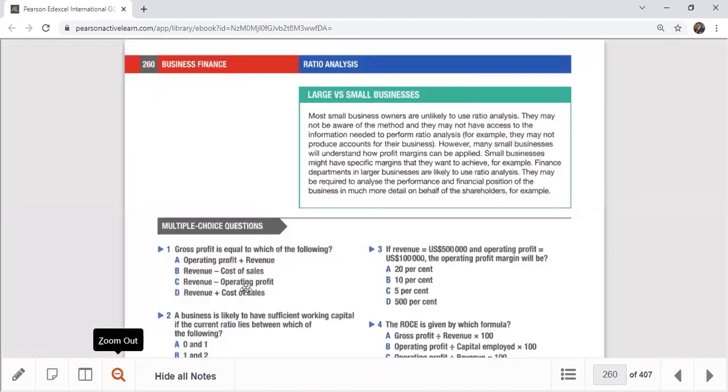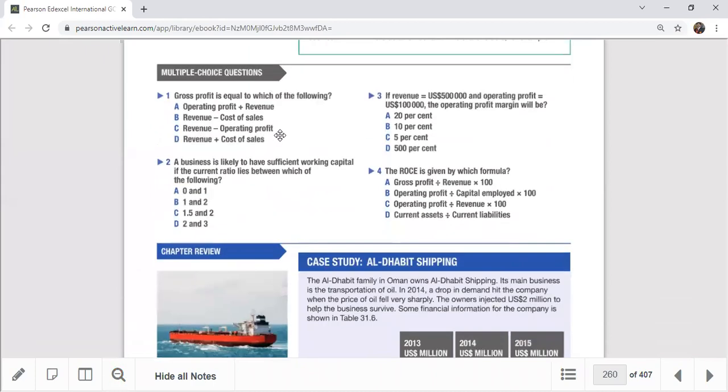Okay, let's go to these MCQ questions. I'm asking the audience to answer this question through the chat line. Gross profit is equal to which of the following? A, operating profit plus revenue. B, revenue minus cost of sale. C, revenue minus operating profit. D, revenue plus cost of sale.